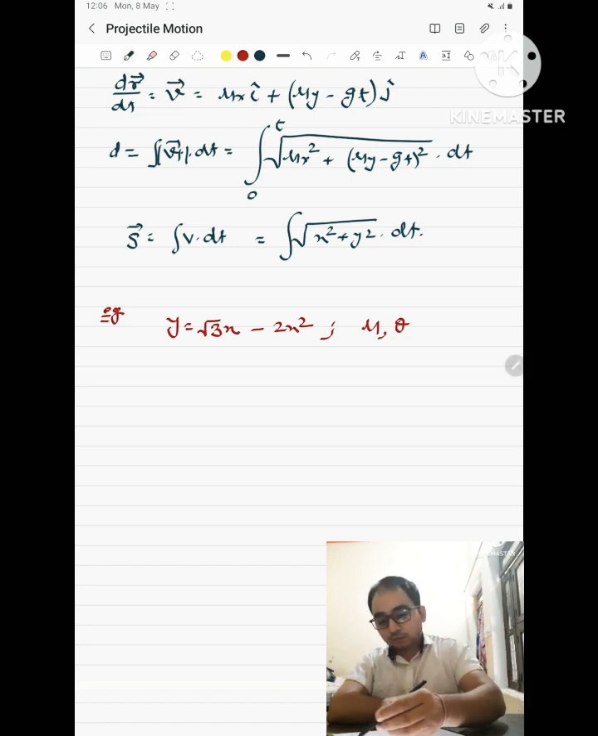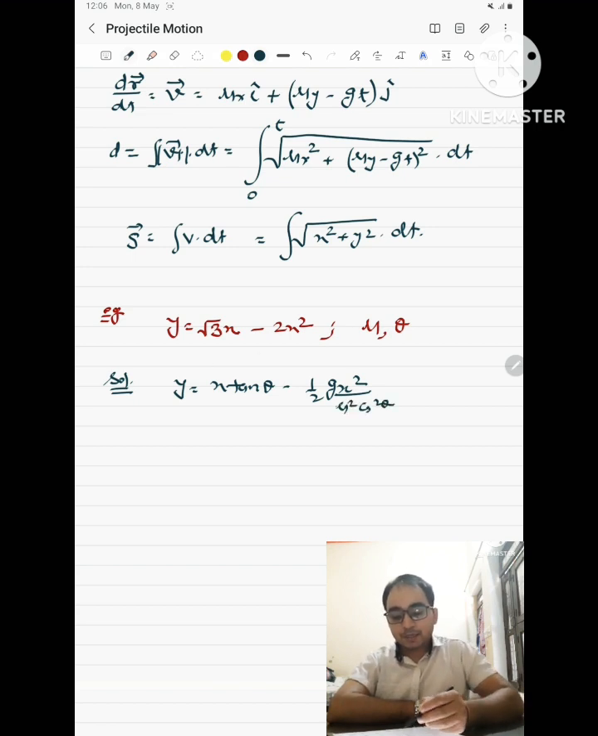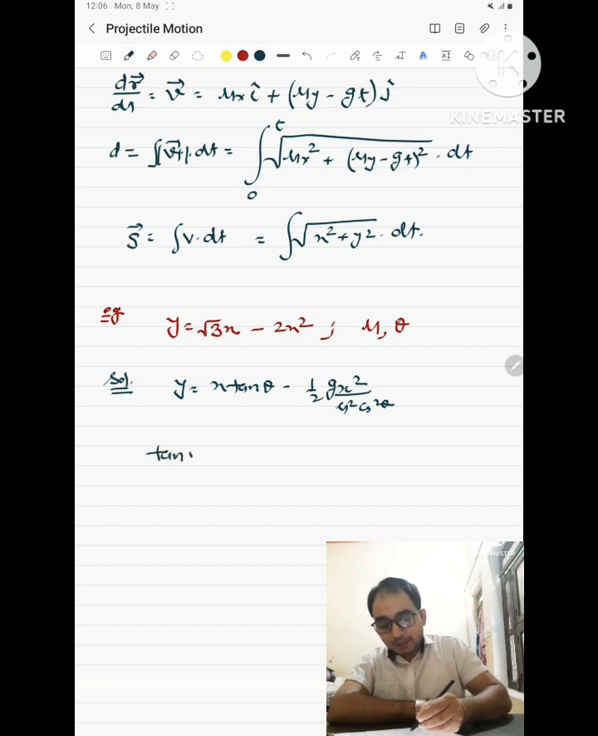So we have to compare these equations. We know the trajectory of projectile motion is given by y is equal to x tan theta minus half of g x square upon u square cos square theta. If we compare the given equation with this standard trajectory equation, we can see tan theta is root 3. This means theta is 60 degree.